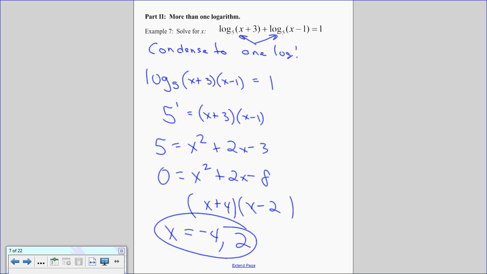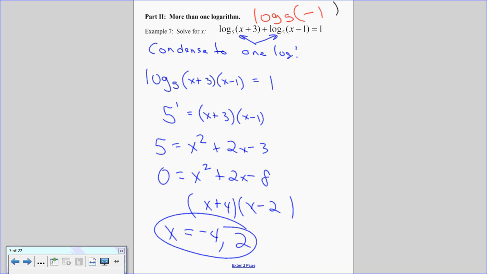Why can't we have a negative 4? So when we go to check our answers here, and we get log base 5 of, let's see, negative 4 plus 3 is negative 1. I can't take the log of negative 1. Not feasible.